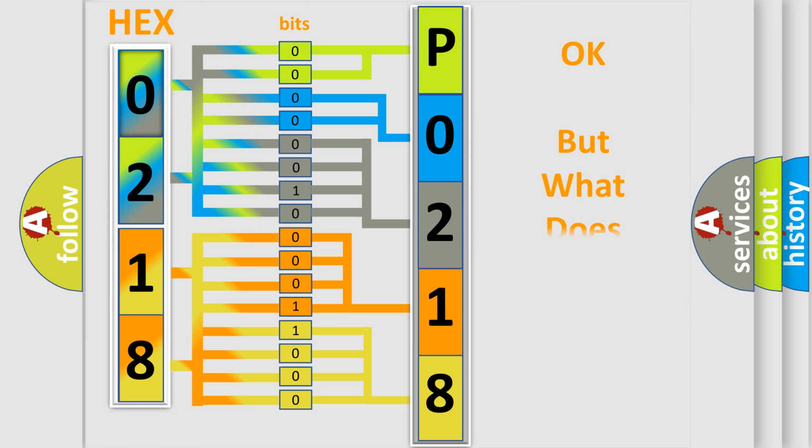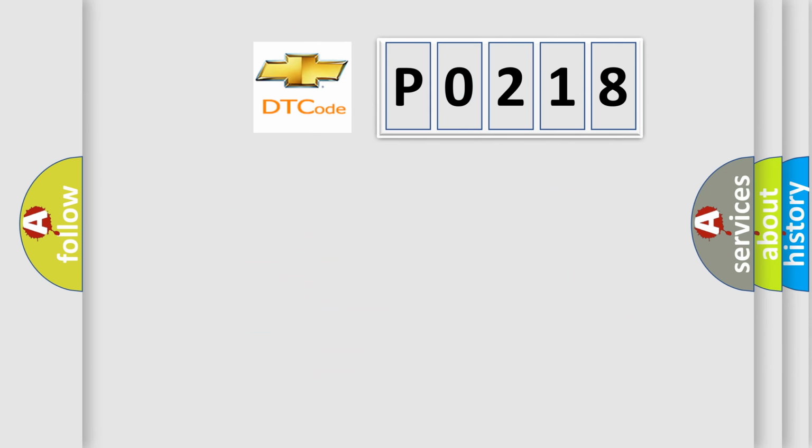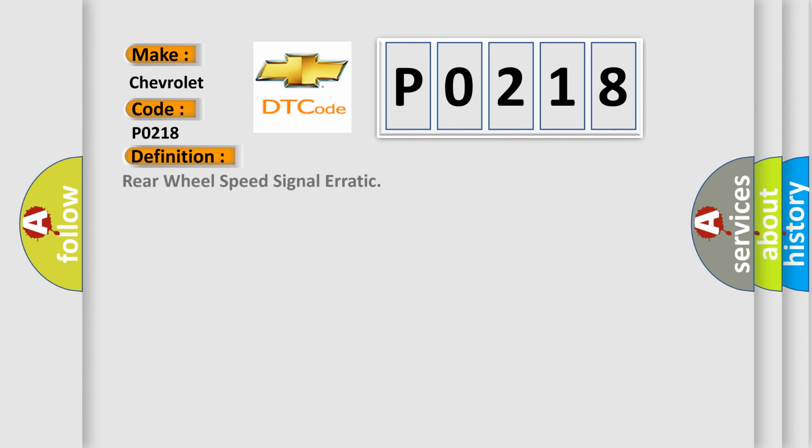The number itself does not make sense to us if we cannot assign information about what it actually expresses. So, what does the diagnostic trouble code P0218 interpret specifically for Chevrolet car manufacturers? The basic definition is rear wheel speed signal erratic. And now this is a short description of this DTC code.